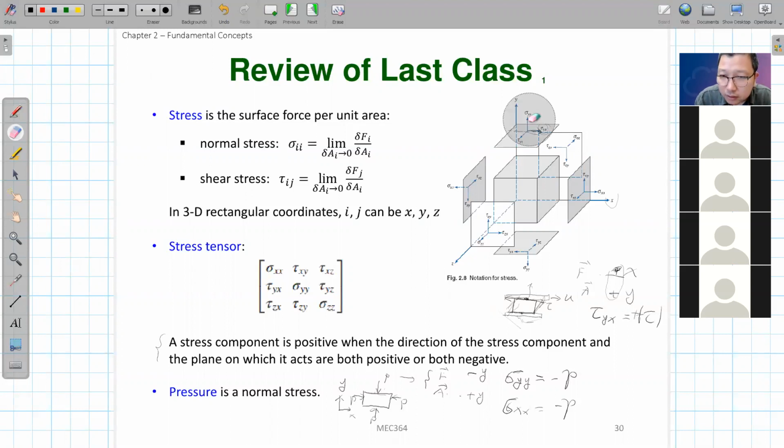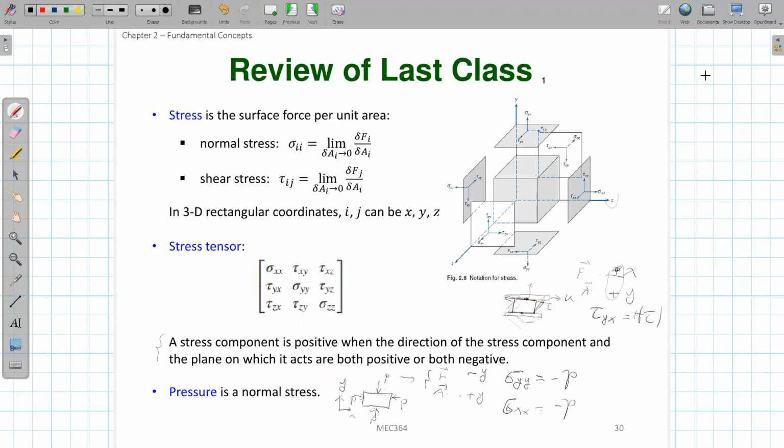I just don't get when tau would be positive or negative. Would it just be the direction of the force and our coordinate system? So in that example that you're using, tau yx is positive because it's going along the positive x-axis.